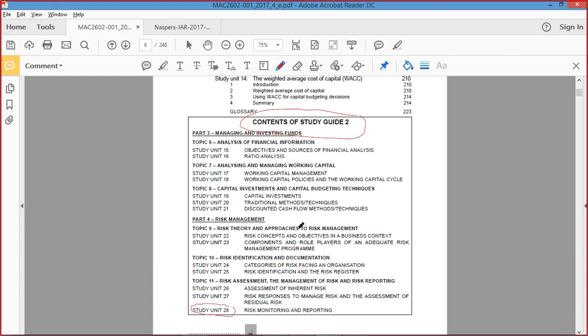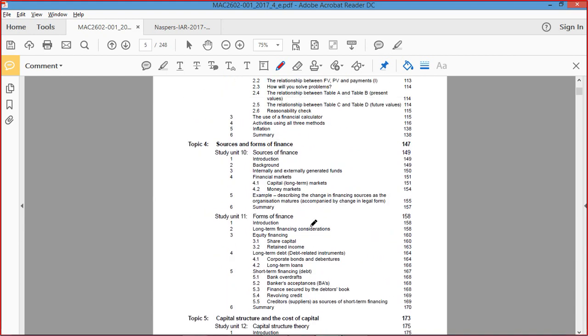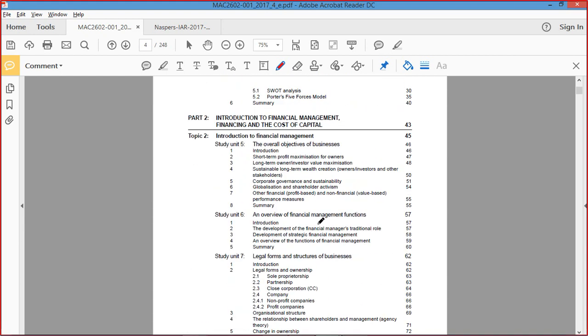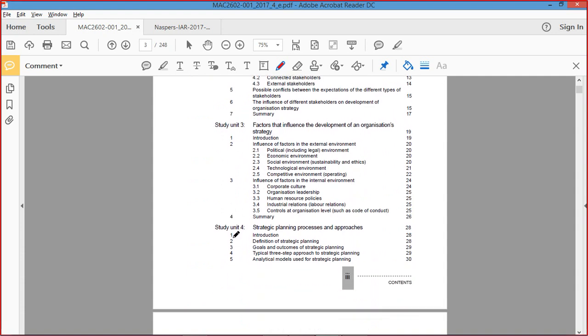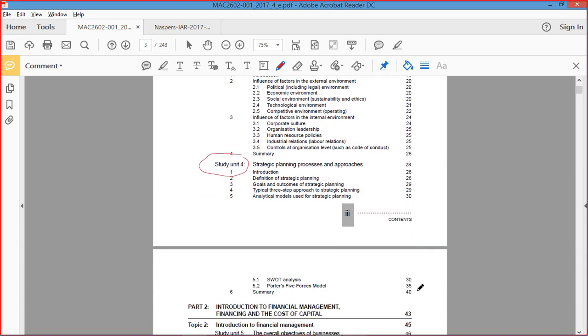Right, so this week I'm going to try to cover the first 4. It might seem a lot, but it's actually not that much. You'll see the theory is quite limited, and it focuses primarily on strategy. The first 4 study units cover the first 30 pages, well, 40 pages, up until the summary. So that's what I'm going to be looking at this week.